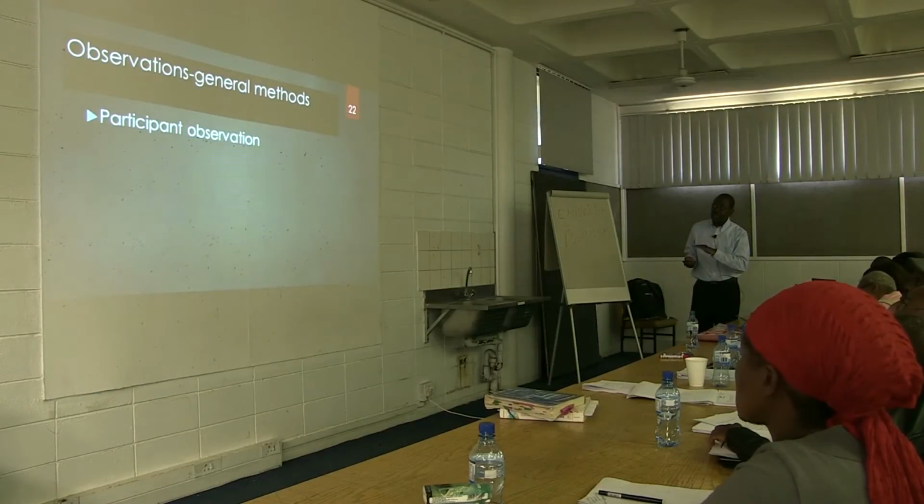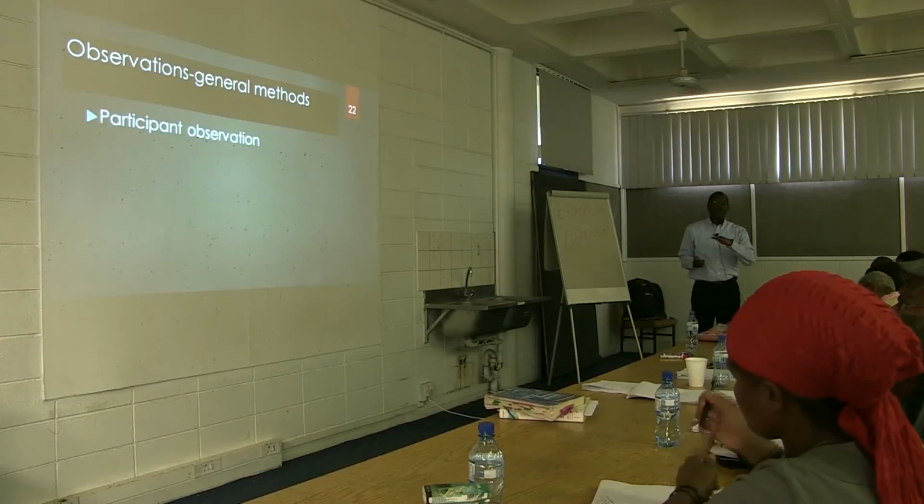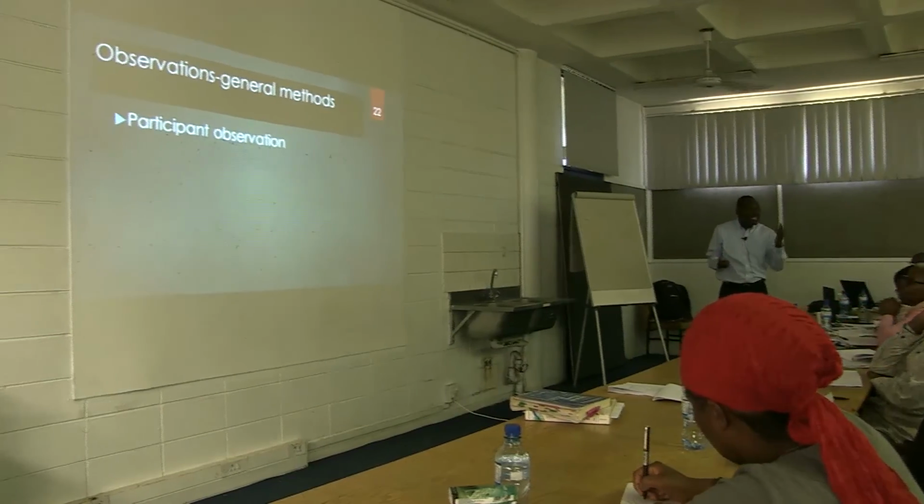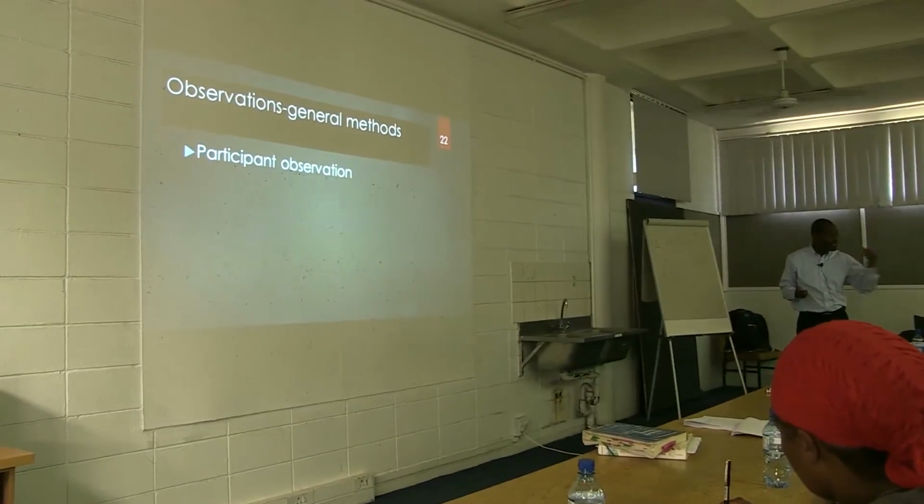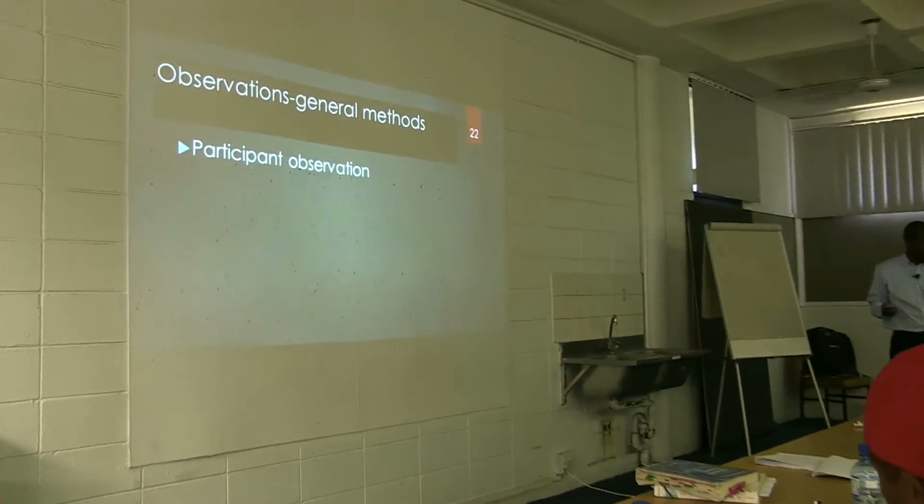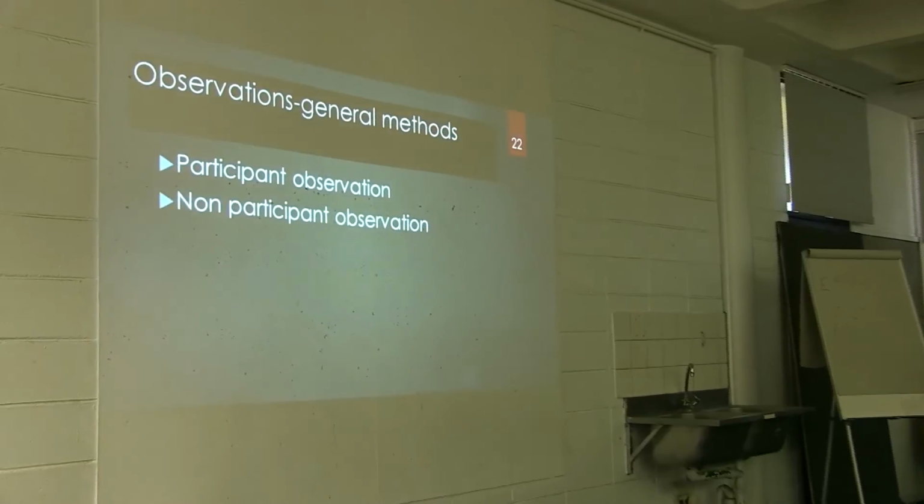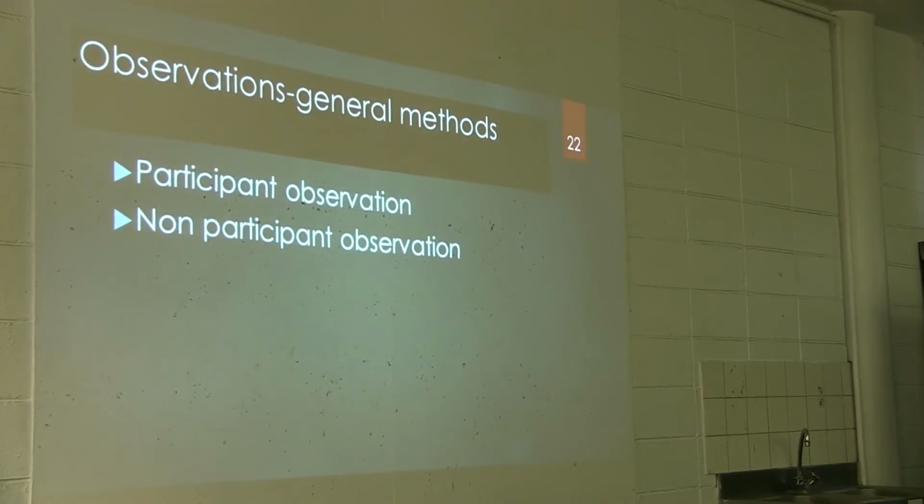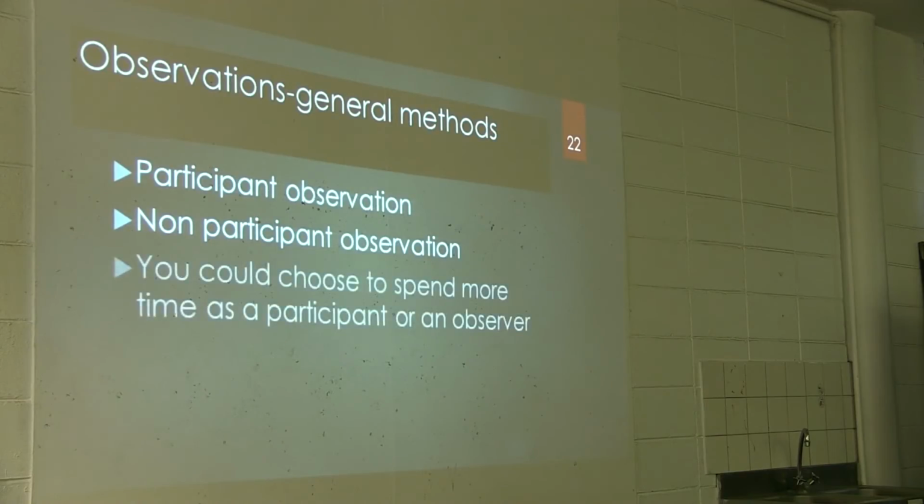Observations and participation. So we are now looking at observations as a general method. When you are doing observations, you can be a participant observer. In other words, you take part, you interact with the people, you are immersed in their environment. You can be a non-participant observer. You just go and watch and don't say anything. You could choose to spend more time as a participant or as an observer.